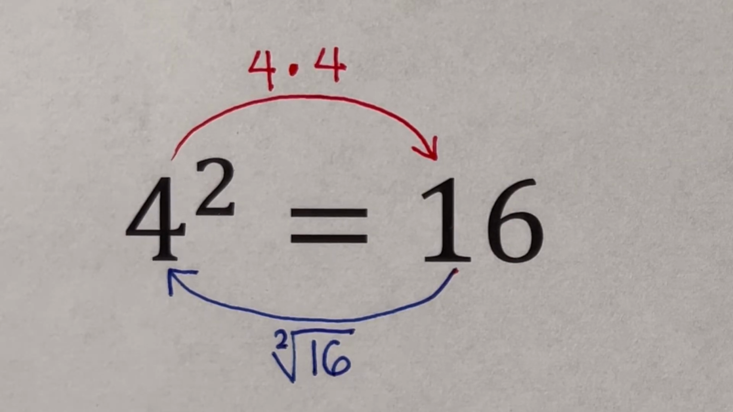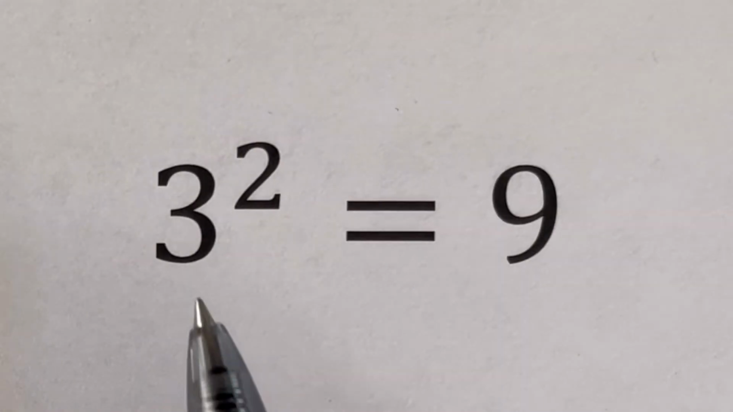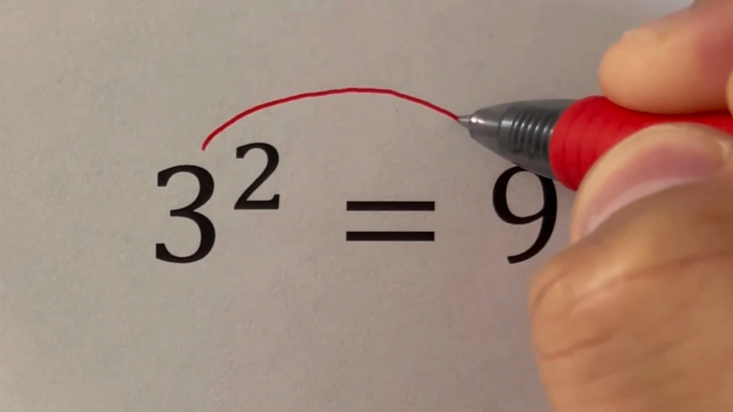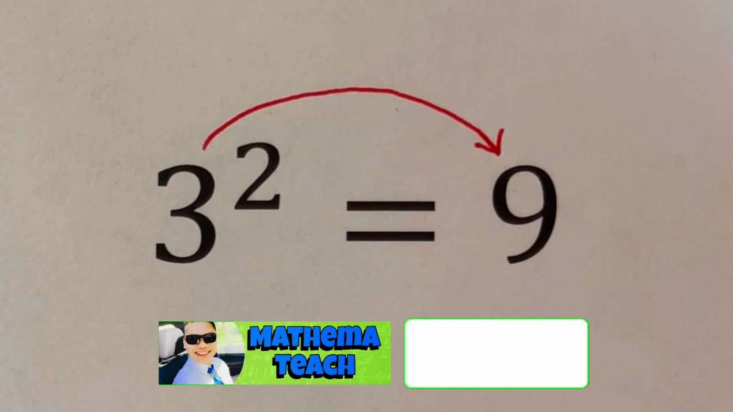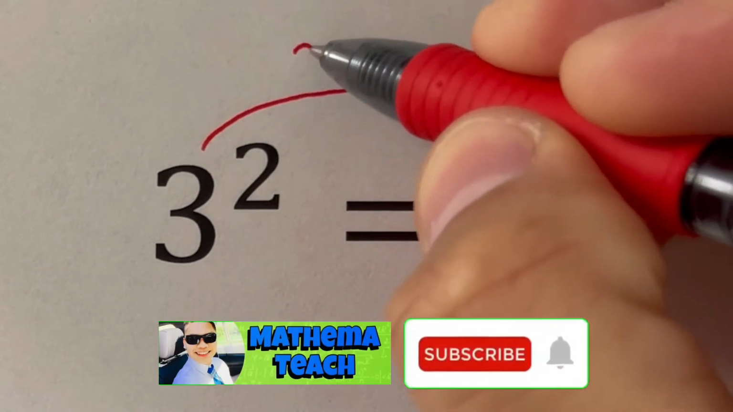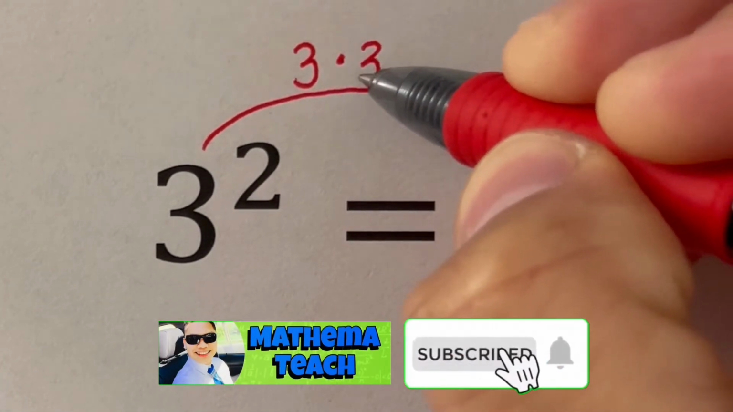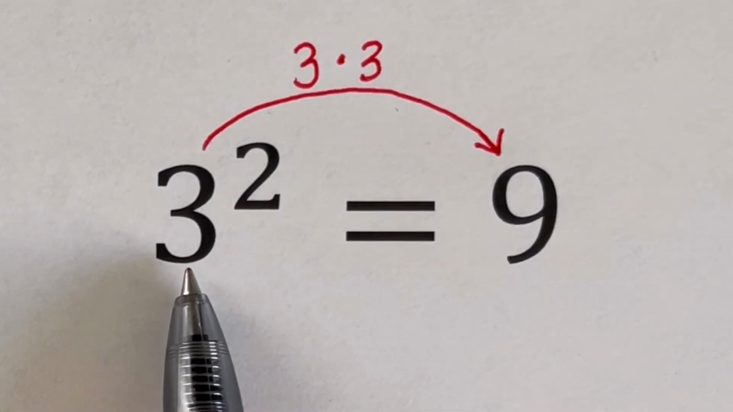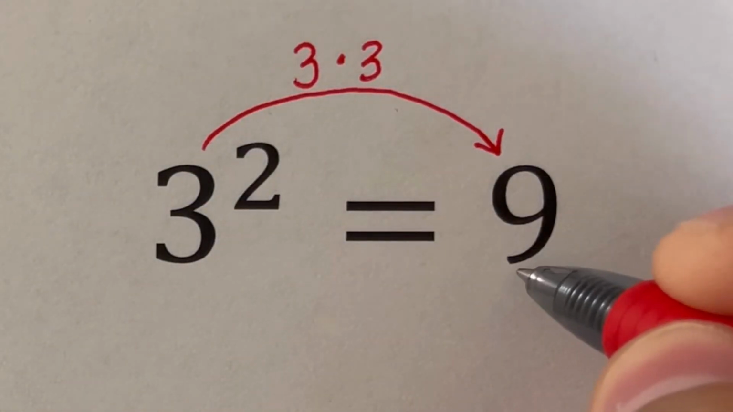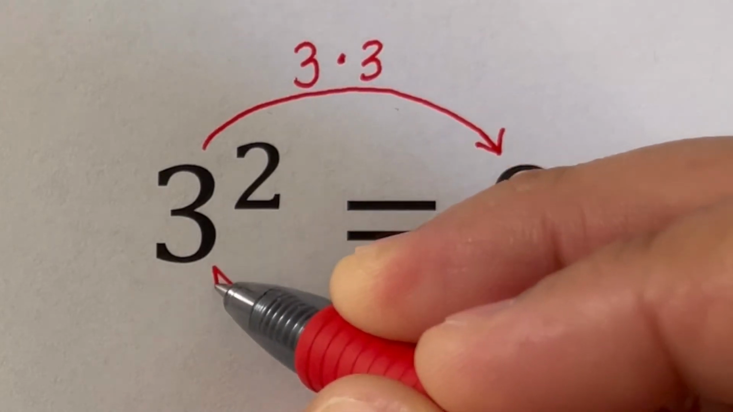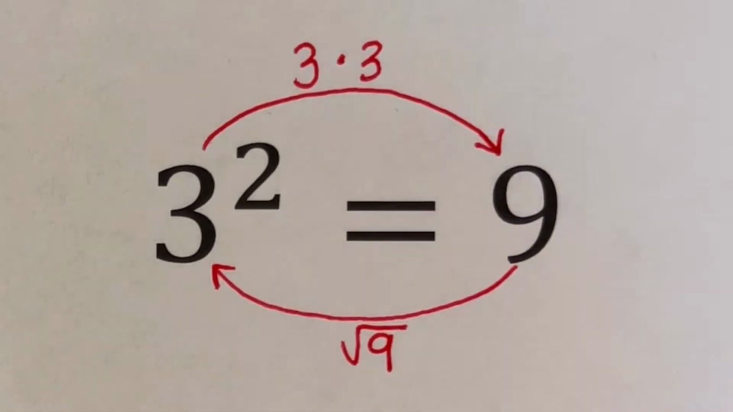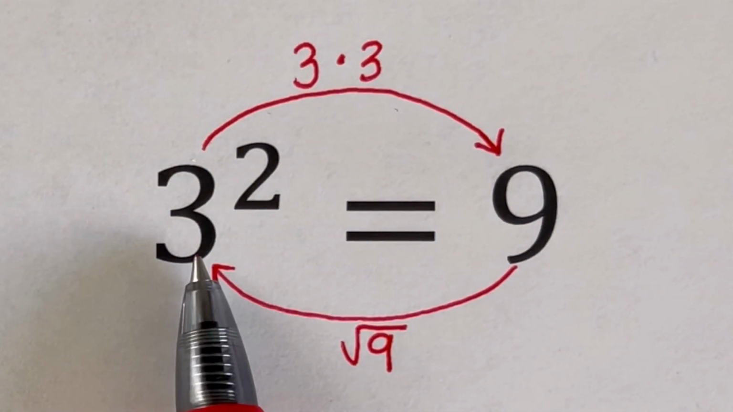Now, let's take this next one right here. So we have 3 squared is equal to 9. Again, this operation that we have here is squaring the number. That is 3 times 3. That's how we got the 9. Now, if we want the 3 back, we are supposed to get the square root of 9. So then this becomes the square root of 9 right here. And so we got the 3 back.